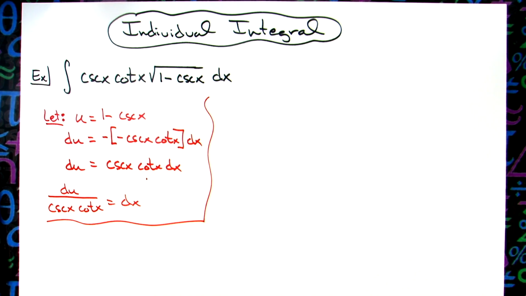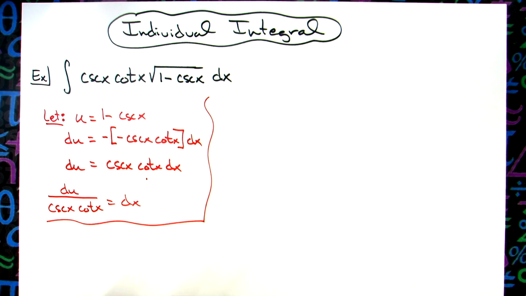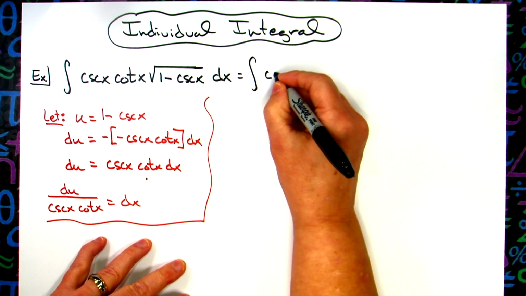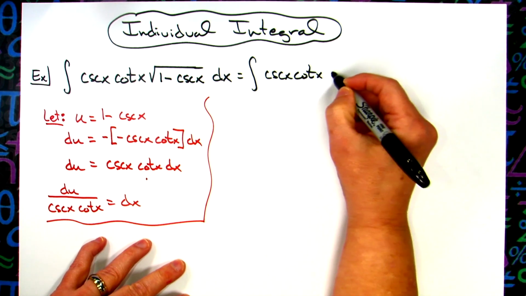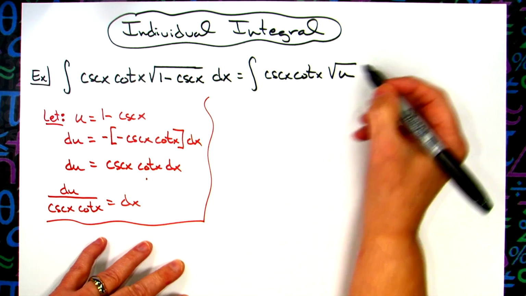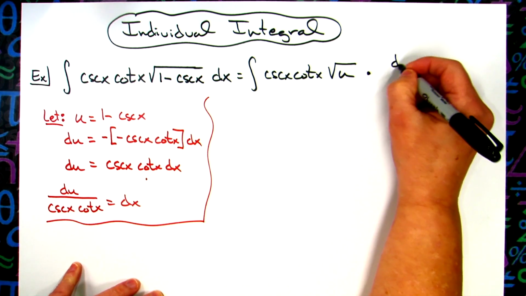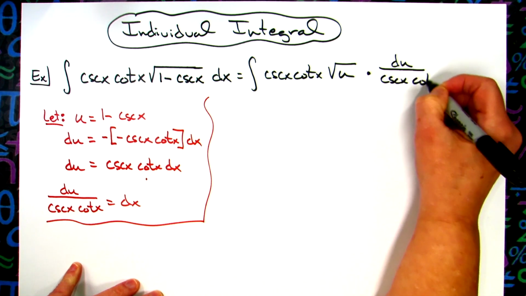All right, at that point, then we're going to come back up, and then we're going to start making our substitutions here. So we'll still have our integral. We'll have that original cosecant x cotangent x sitting out in front. Then we're going to have a square root of u because we'll make that replacement right there. We will replace the dx with what it equals. So we'll have that du over that cosecant x cotangent x.